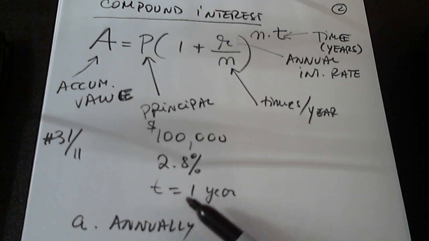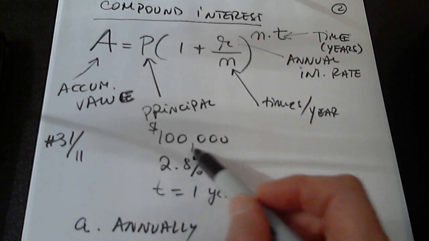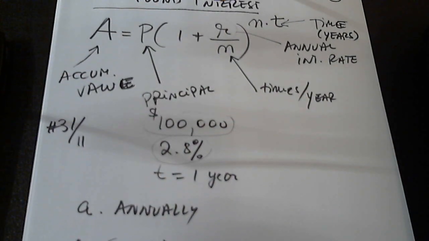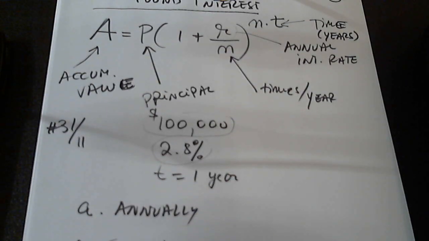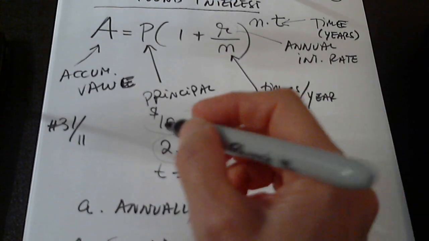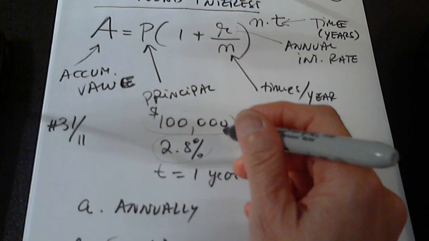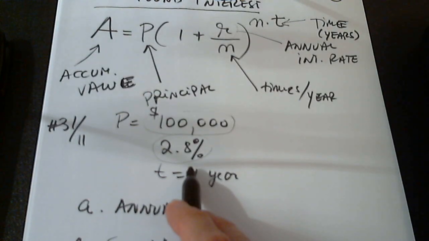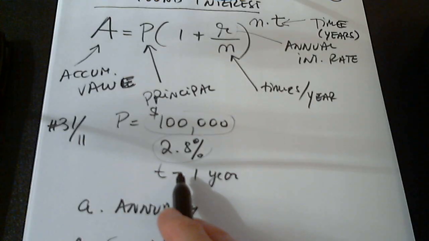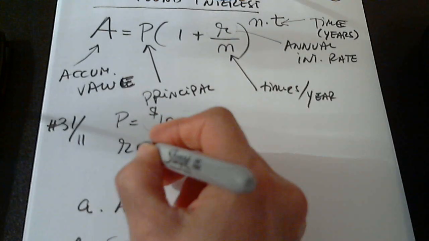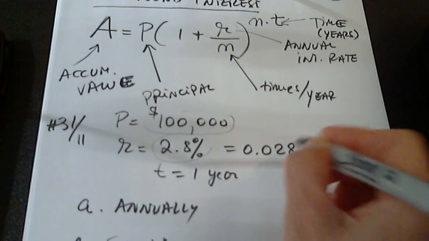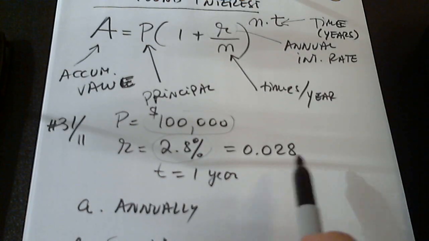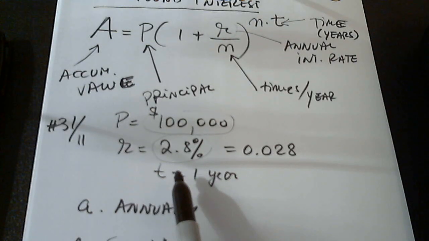So I already identified that t is 1 year. Can anyone tell us what this is, based on what you see up here? What is this? 2.8 is the principal. Yes. You mean the 100,000? Yes. Okay. And what is this? Annual interest rate. Very good. But remember, we have to change it into a decimal number. So 0.028 is the same as 2.8%.